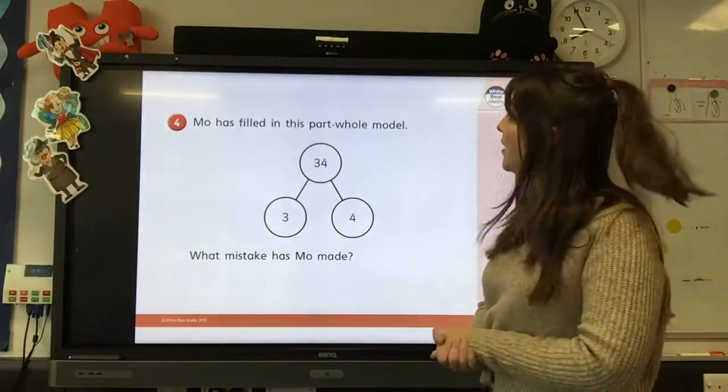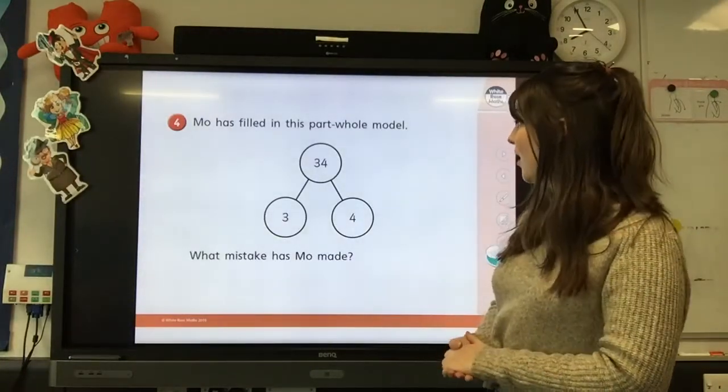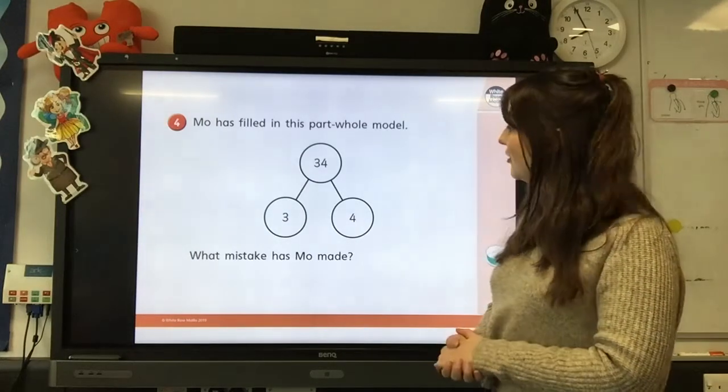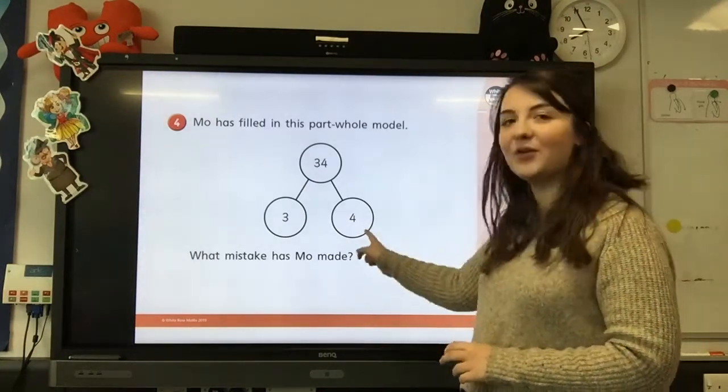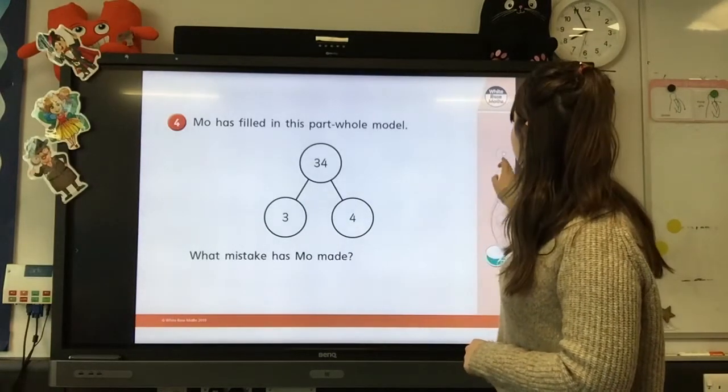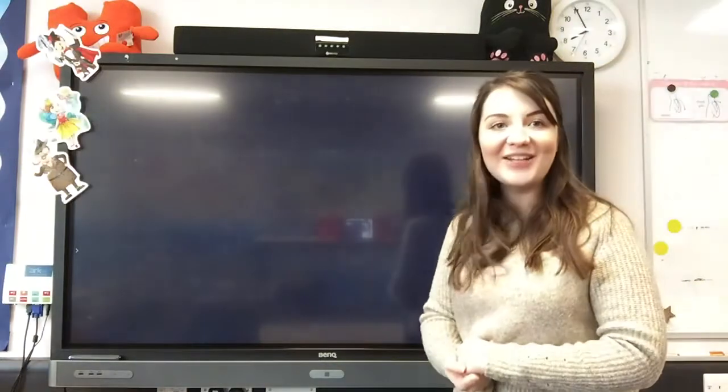Number 4 says, Mo has filled in this part whole model. What mistake has Mo made? So look really carefully and see what you think, and you can correct. Okay, good luck with all of your maths questions today.